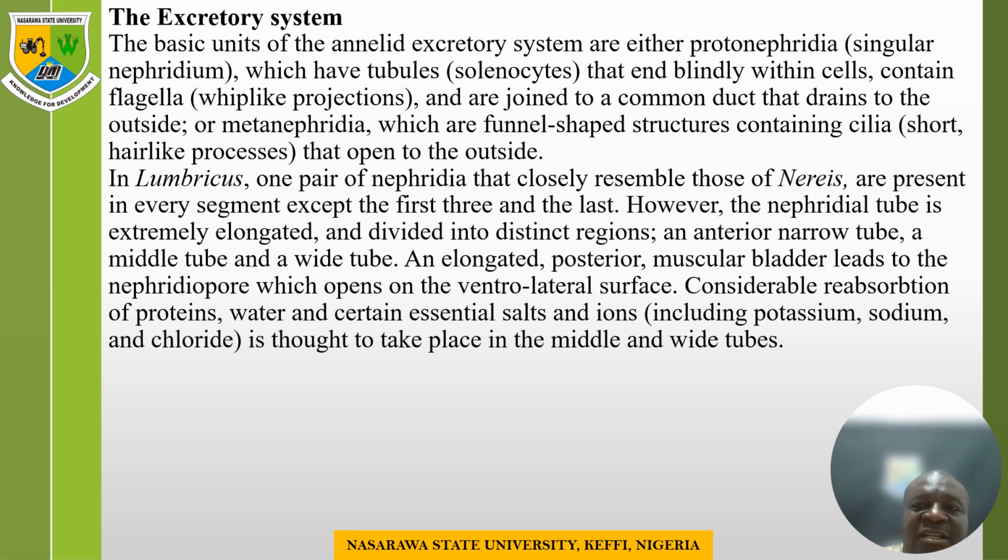Excretion. The excretion in this earthworm, or most of these annelids, is through the nephridium, which have the tubules, the solenocytes, and the blind end within the cells, which contain the flagella, like whip-like projections. That is what is in Lumbricus terrestris, that is the earthworm.